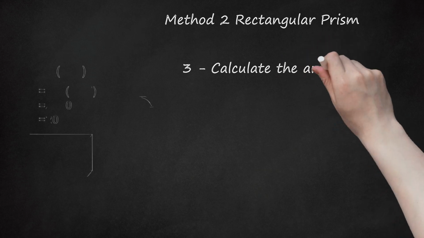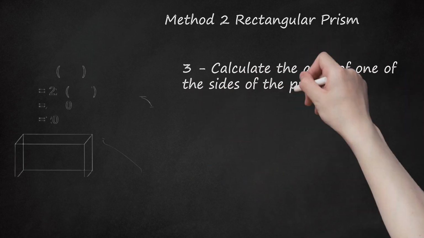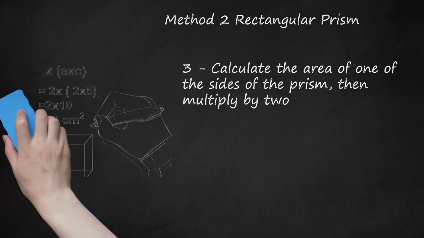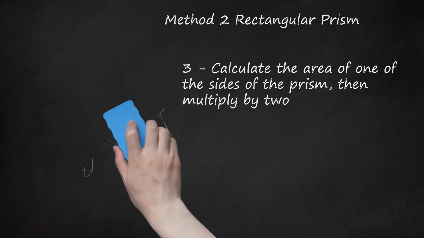3. Calculate the area of one of the sides of the prism, then multiply by 2. Remember, there are 6 faces of a rectangular prism, but opposite sides are identical. Multiply the length and width, or C and A, to find the area of one face. Take this measurement and multiply it by 2 to account for the opposite identical side. Example: 2 × (A × C) = 2 × (2 × 5) = 2 × 10 = 20 square centimeters.